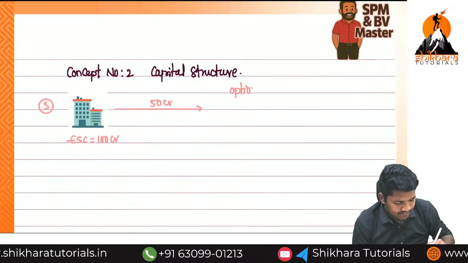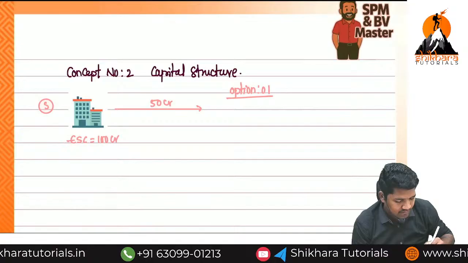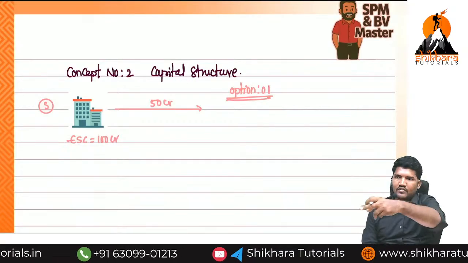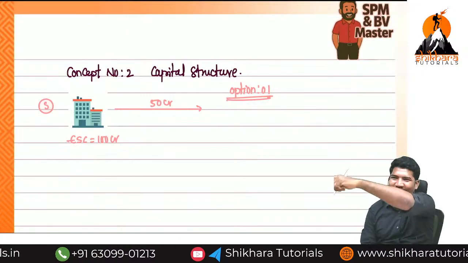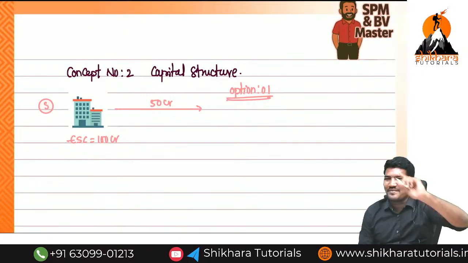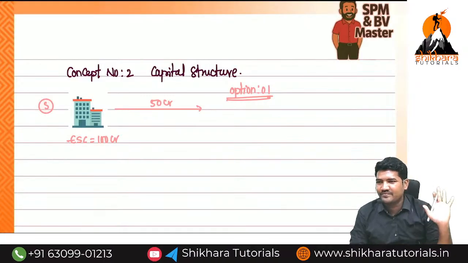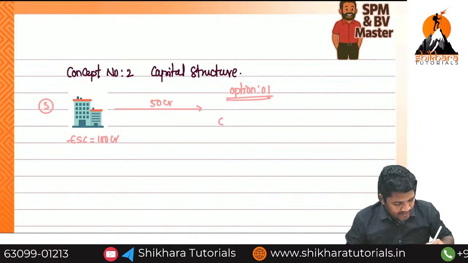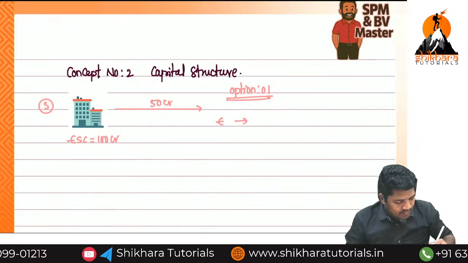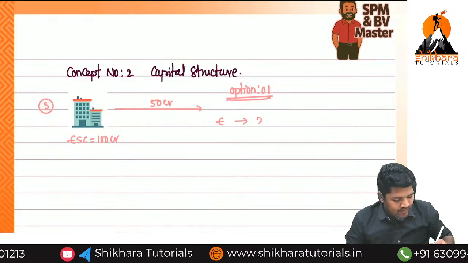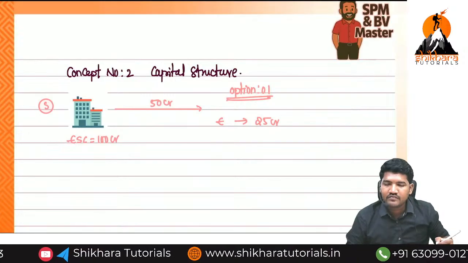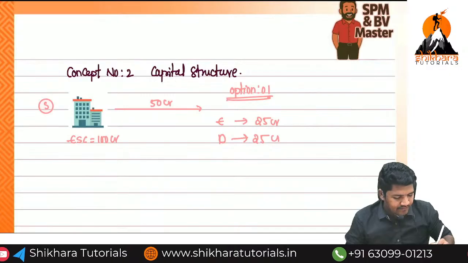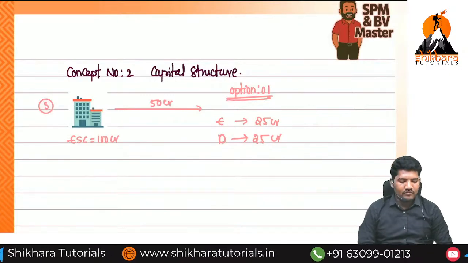Option 1. First option, second option, third option, fourth option. First option, how do you do it? From the equity point of view, 50%, can I take 25 crore? Debt, another 25 crore. Okay, done.